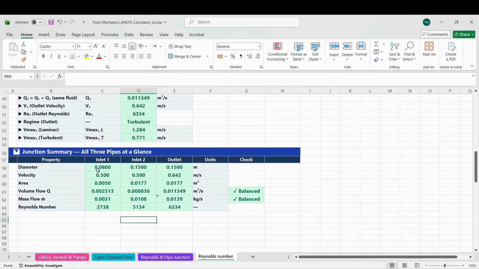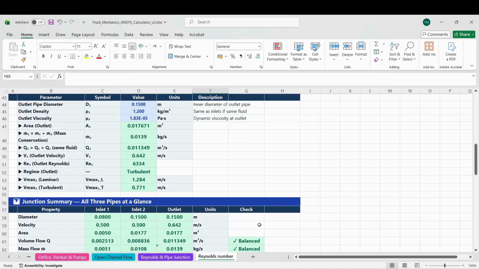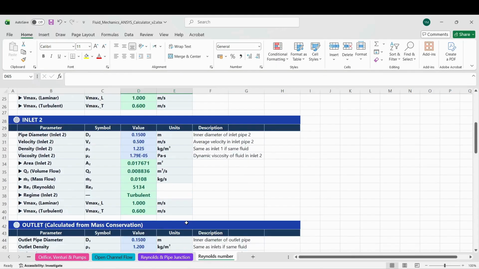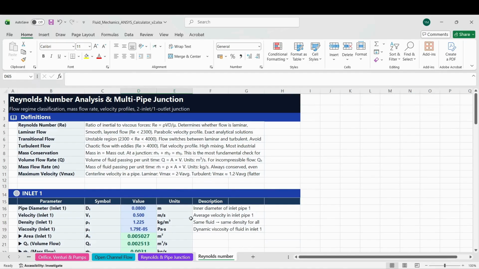And here at the end we have this comparison between the 2 inlets and 1 outlet, and here is the Reynolds number for each. So we have transitional here, turbulent. And we got the velocity in ANSYS, using ANSYS, 0.9, and that's okay. So we are very close to the theoretical value. And that's all.